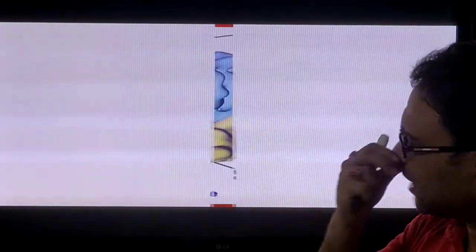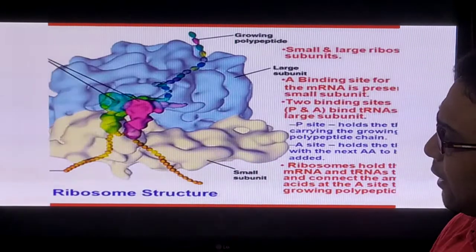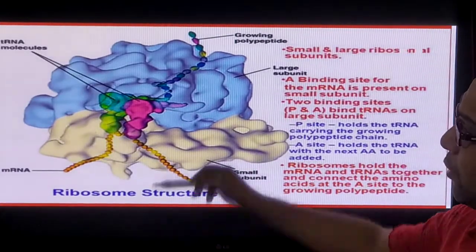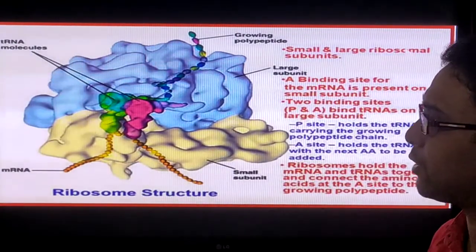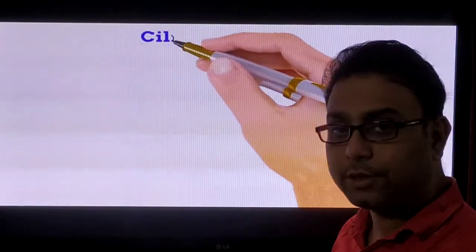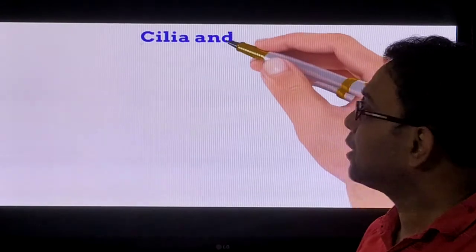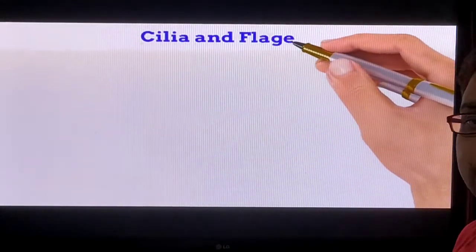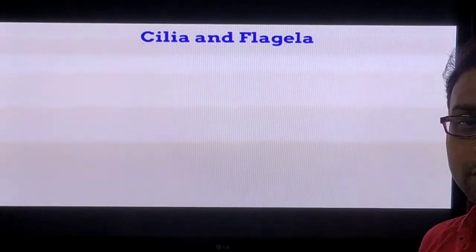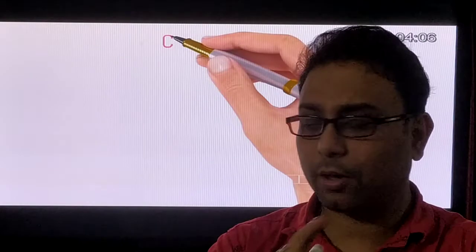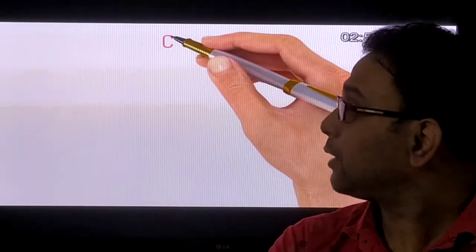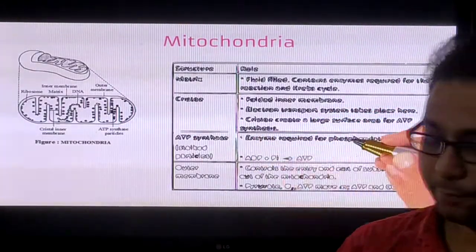Now we discuss another cell organelle, the ribosome. In ribosome structure there are two subunits, called the large subunit and the small subunit. Both units are important for protein synthesis. Cilia and flagella, what is their difference? Cilia is very short, flagella is a long structure. But cilia and flagella have some important characteristic features that we will discuss one by one.